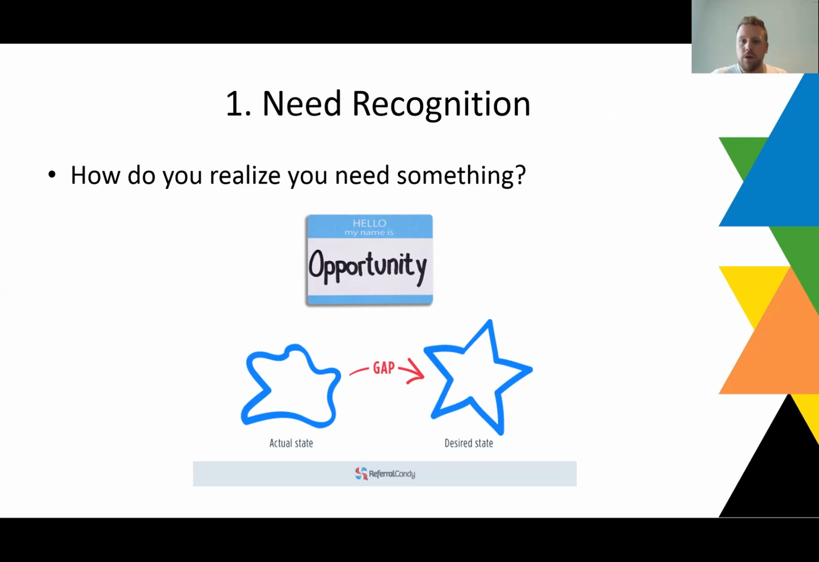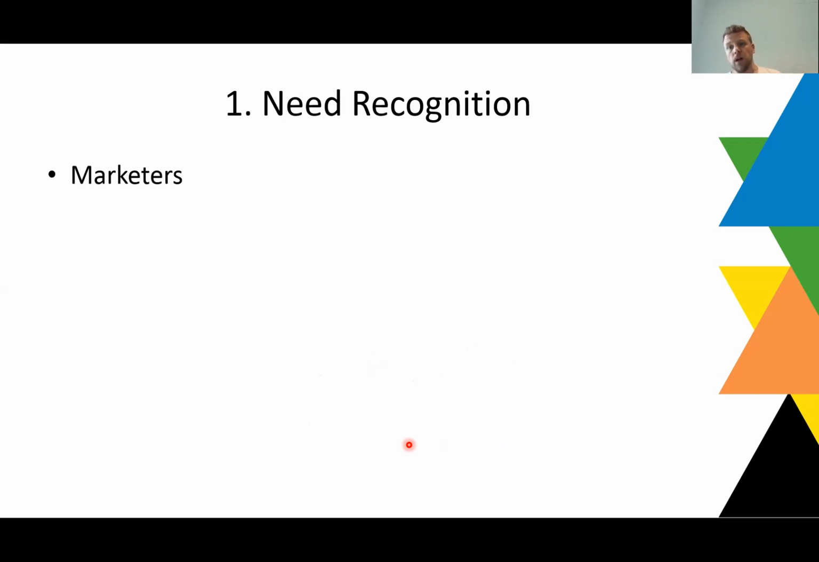And only if we realize that explicitly or implicitly, system one or system two, we can go on and consume something, basically. Otherwise, we wouldn't do it, right? We would not go on and take action if it weren't for the gap of the actual and the desired state. Now, what do marketers do in all this?